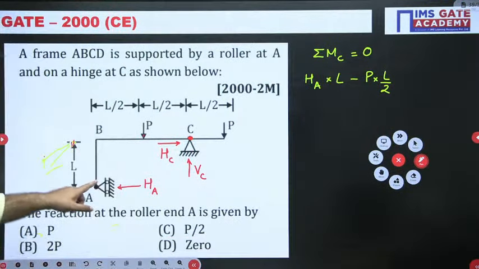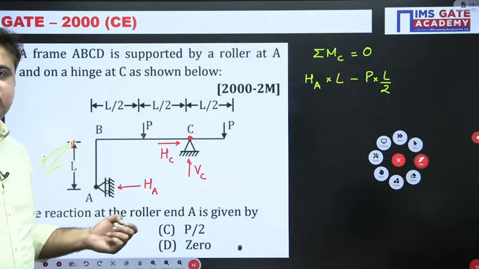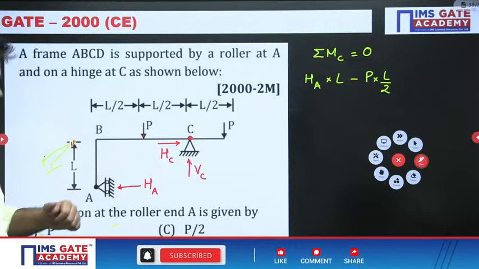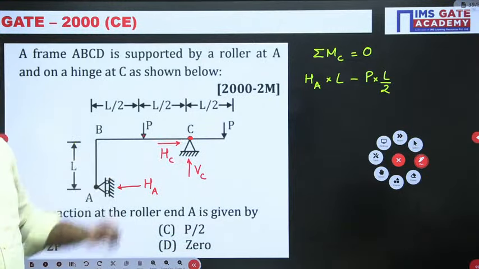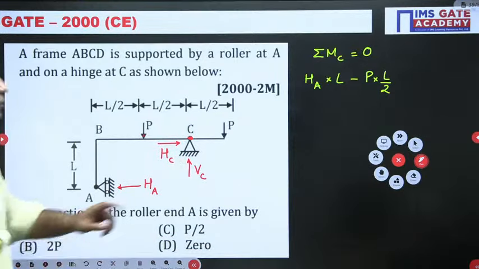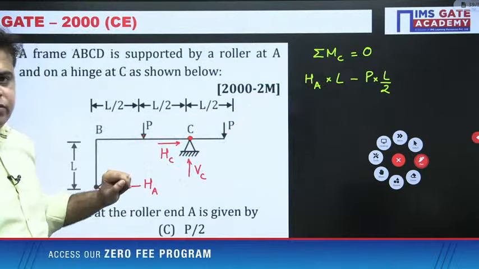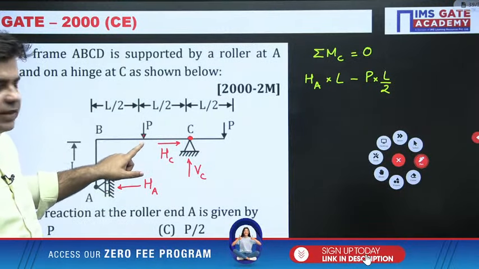Beta, if you write total moment about A equal to 0, then the moment due to HA will be 0. There will be no moment due to HA, and HA will not come into play. HA will come into play if you write moment about C equal to 0. So we were writing summation of moment about C equal to 0. We have written the moment due to HA, then the moment due to this external load P.